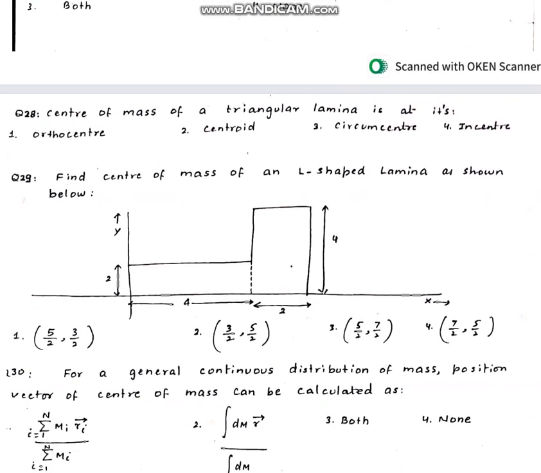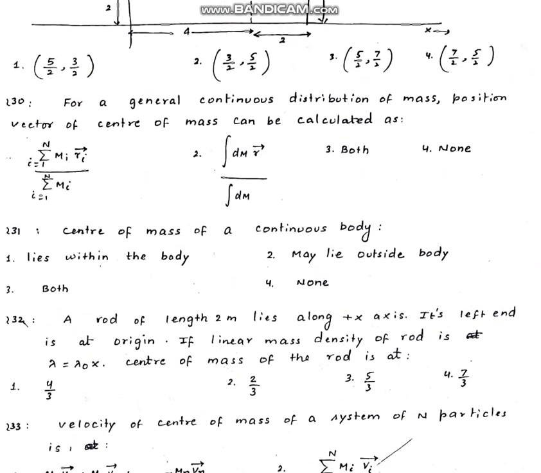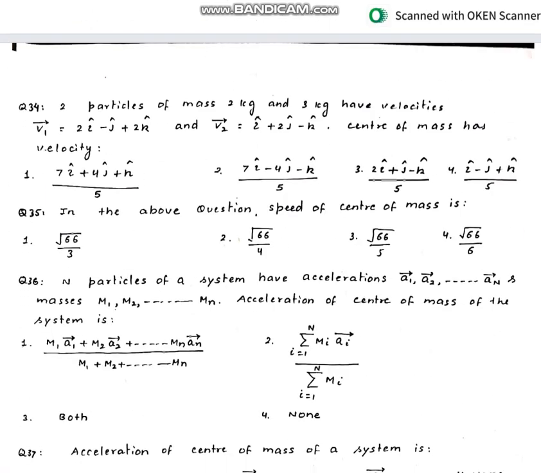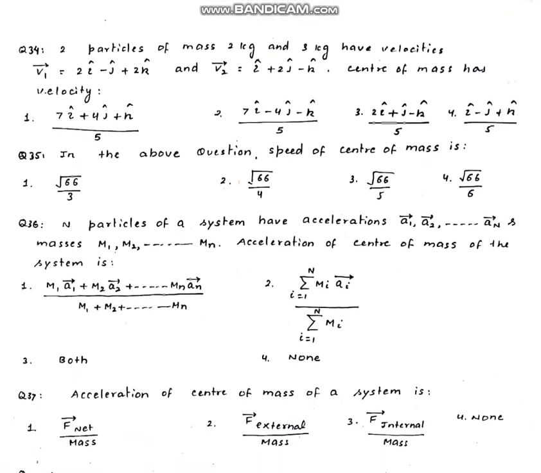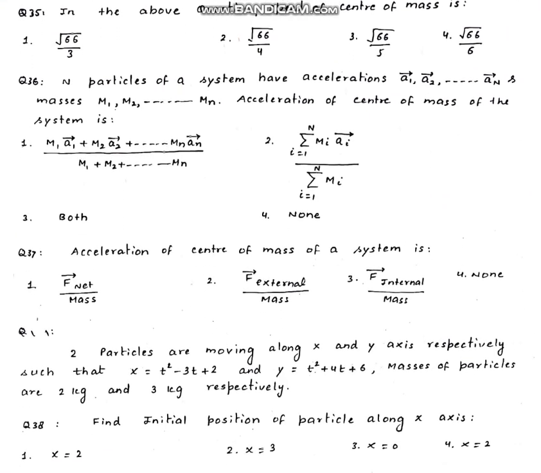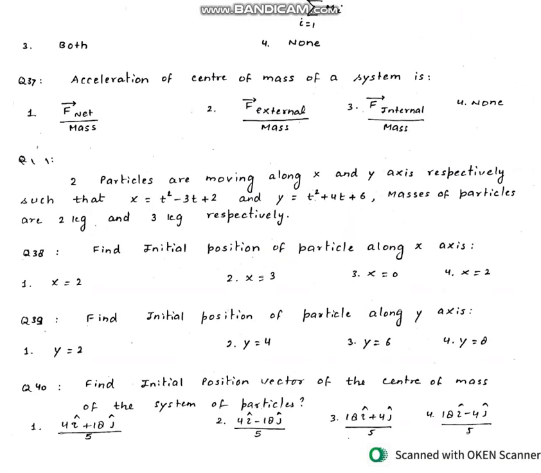Then we have a lamina based problem on the center of mass, then a general problem in vector form. Then we have the concept of velocity of center of mass. Then a numerical problem based on the velocity of center of mass. Then we need to find the speed of center of mass of the body. Then we have an n particles problem and we need to find the acceleration of the center of mass of the system.